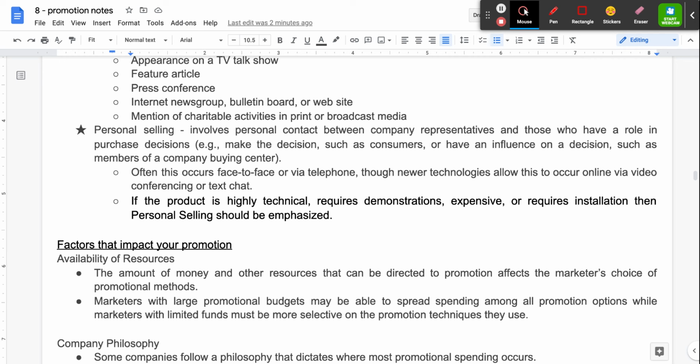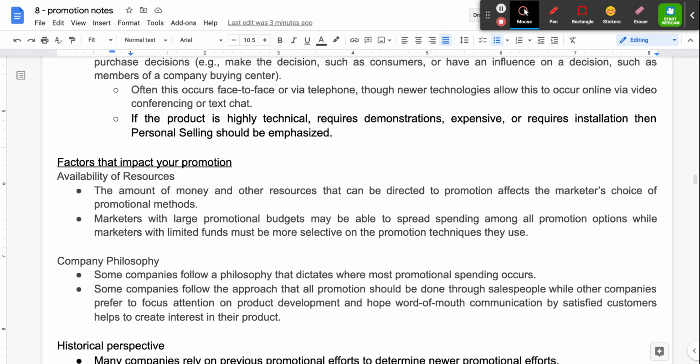All right, I'm looking for Jimmy to make a sale, and I'm talking to Jimmy. All right, we're not going to put something out there where he has to go find it. I'm speaking directly to him, and I'm a person that's doing it. So that's the aspect of personal selling. If the product is highly technical, requires demonstrations, is expensive, requires installation, personal selling should be emphasized. That gives that customer that relationship that they can build upon, that rapport that they're looking for.